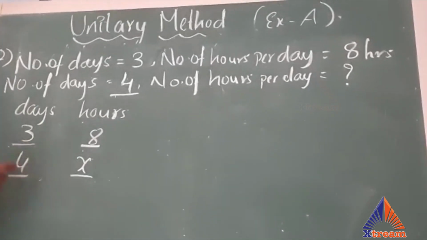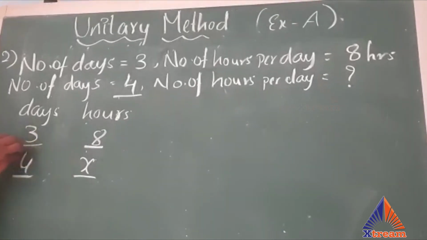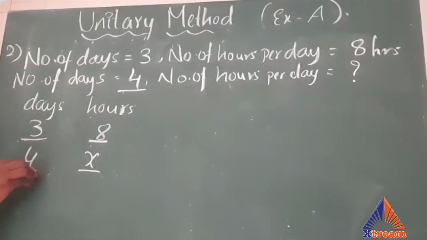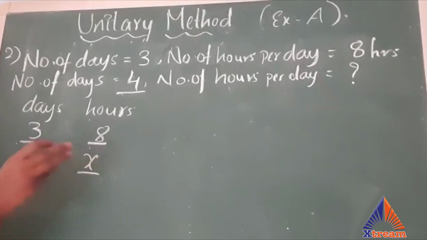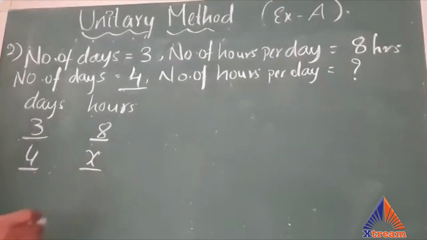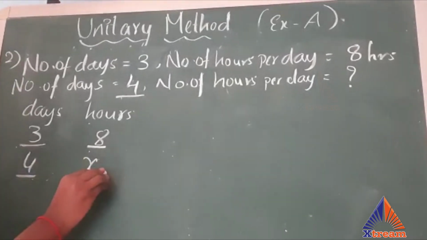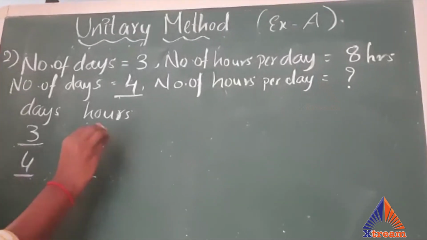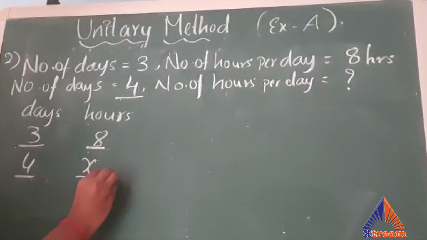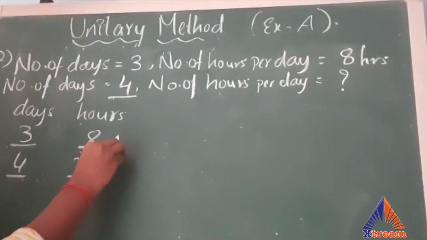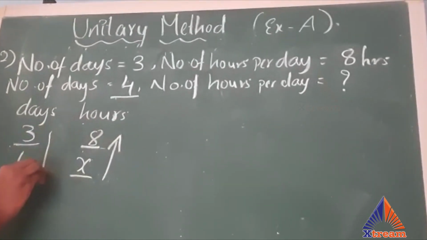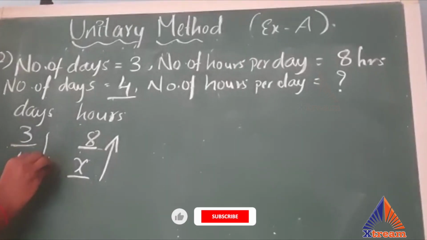So there is an extra day when compared to 3 days. That is, here there are 4 days. So he can reduce his work per day. That means he can work a little bit less per day. So here x will be less than 8. So 8 is the greater value, so you can point the arrow upwards. And here the 4 is the greater value. Right. So you should point the arrow downwards.